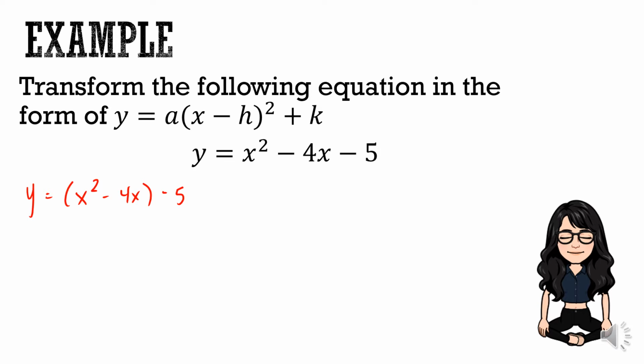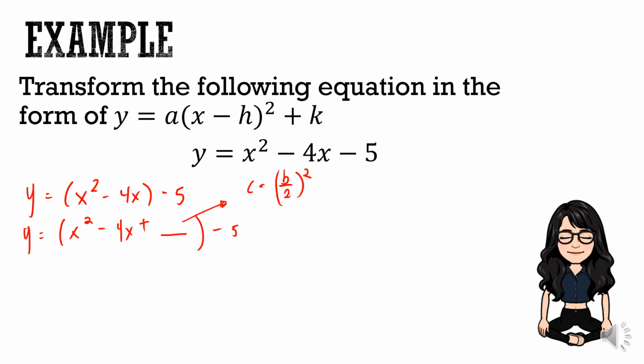The next step is to factor out the common factor on the quadratic term and the linear term. But since the numerical coefficient of your quadratic term is 1, therefore no need to factor it out. Now let's proceed on making the terms inside the parentheses a perfect square trinomial. So we have y equals x squared minus 4x plus blank minus 5. So to find the missing term and to make these terms a perfect square trinomial, let's use the formula c equals b over 2 squared.